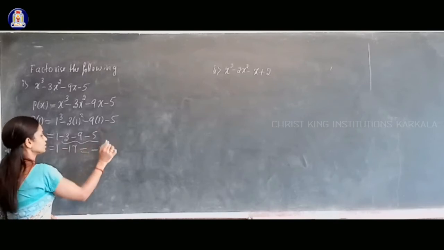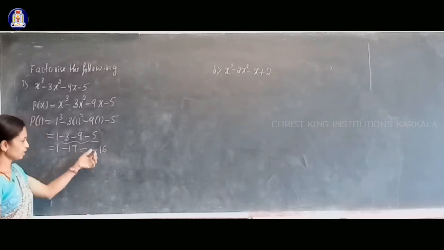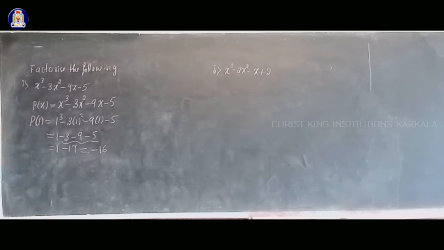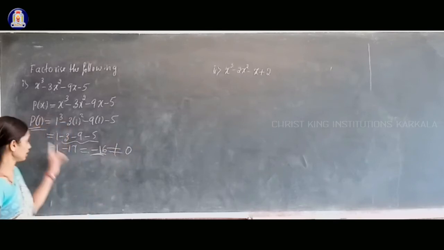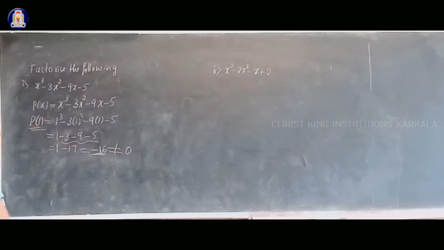17 minus 1 is what? That is 16, and the sign of the bigger number is minus, so minus 16. So here, what is P of 1? That is minus 16, which is not equal to 0. If P of 1 is not equal to 0, then you have to go for P of minus 1.